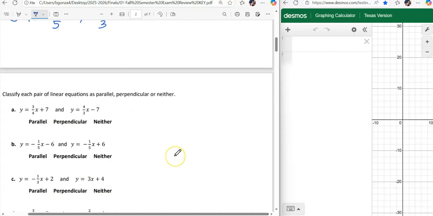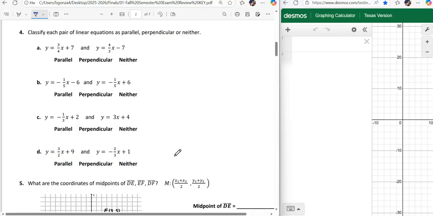Cool. There we go. Classify each pair of linear equations as parallel, perpendicular, or neither. So 3 over 4, 4 over 3. It does flip, but it does not change the sign. So this is not perpendicular, it is neither. Okay. It's got to be both opposite and reciprocal.